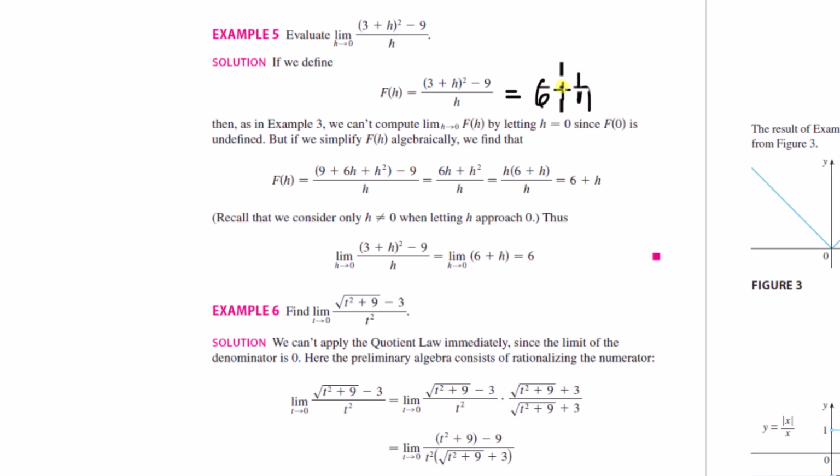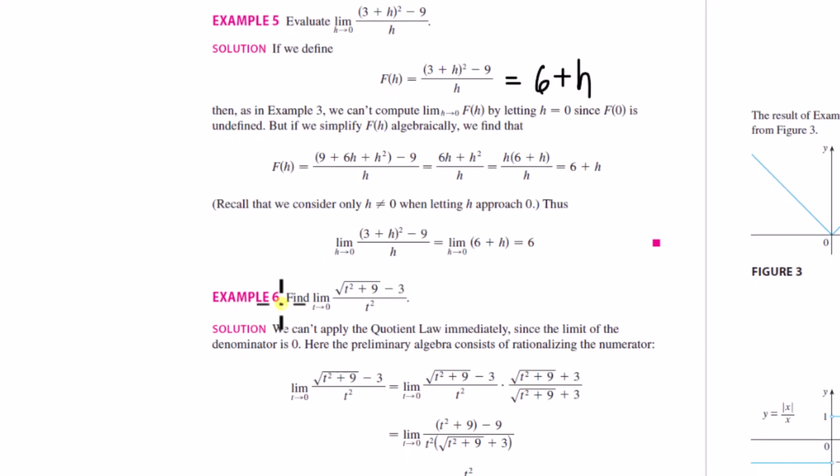But this function, the graph is the line 6 plus h, or h plus 6, with a hole in it at h equal to 0. Okay, but again, we don't care what's happening at the limit value itself, so we can actually literally state this limit as the limit as h approaches 0 of h plus 6, the actual line itself, with no holes in it. And so the direct substitution property applies, and you get the limit is equal to 6.